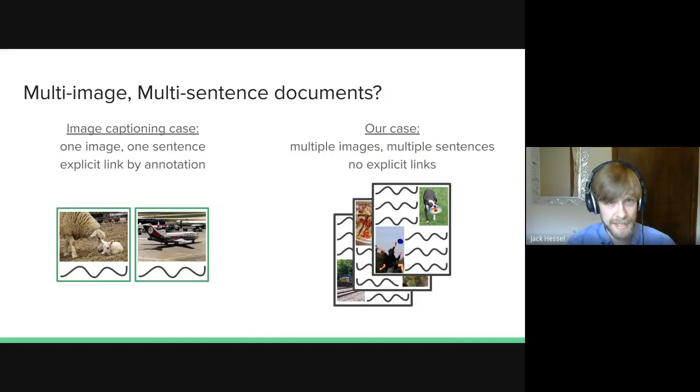And in particular, the setting that we're proposing is to look at documents that contain multiple images and multiple sentences with no explicit links between single images and single sentences. And our goal is going to be to learn the same sorts of grounded information that we might be able to learn in the captioning case from these noisier web documents. If it helps to have a running example of multi-image, multi-sentence documents for this part of the talk, I like to think about Wikipedia articles and the images and sentences that they contain.